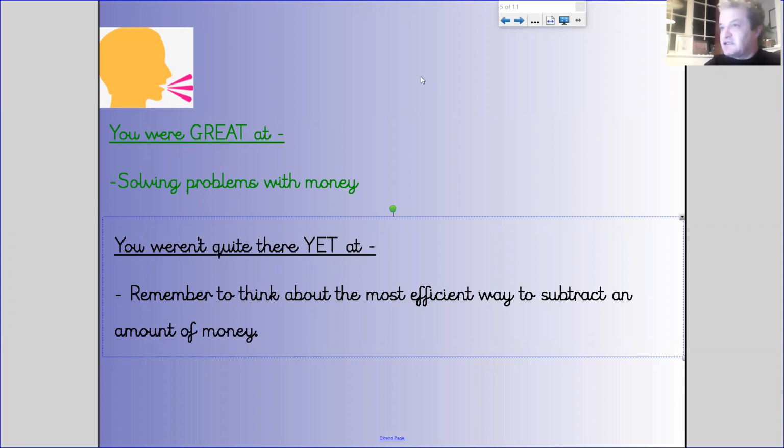It's our last lesson on money. I might do a few little problems tomorrow, a mixed-up session with different questions. Our last prop session on money.